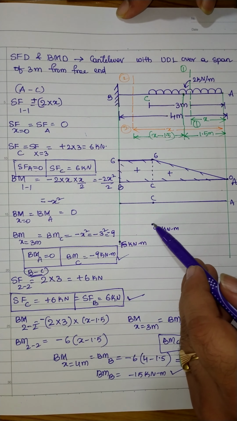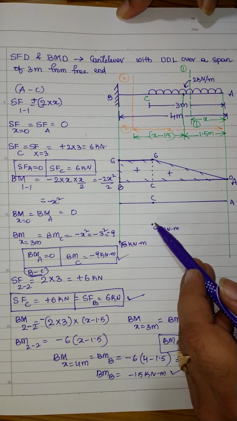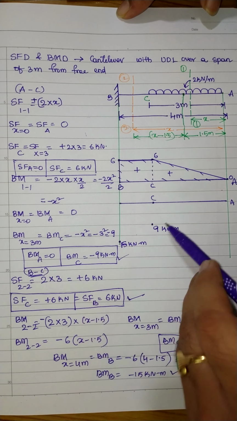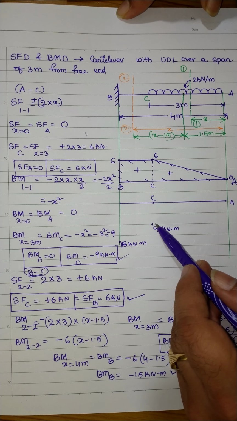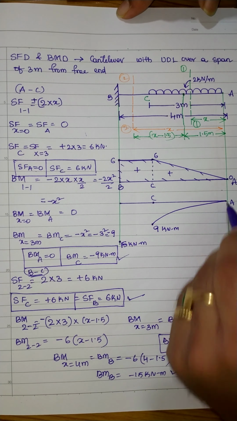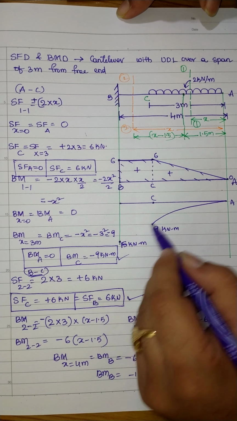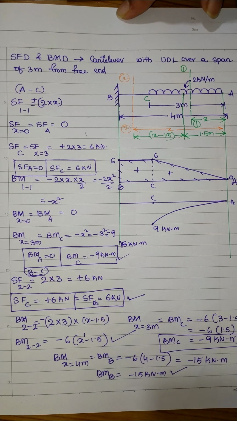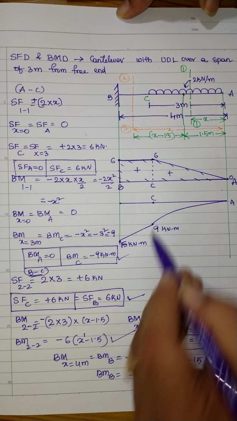Now the variation in between A to C: as you can see in the bending moment equation, we have minus x square. Hence the variation in between A to C will be a parabola. I am drawing a parabola here. Next, the variation in between these two will be linear, as we have x to the power 1 in this bending moment equation. Hence we need to draw a straight line.